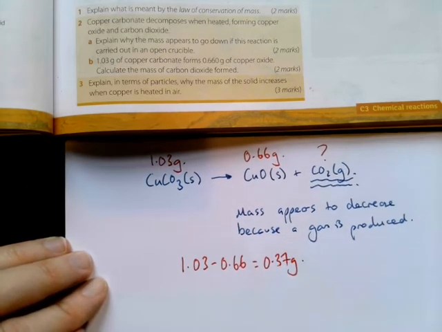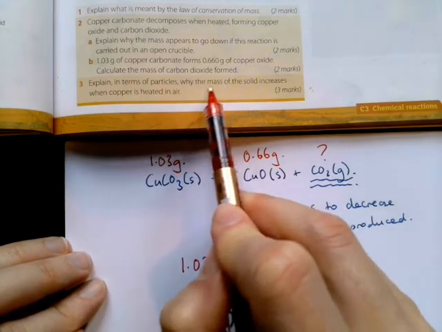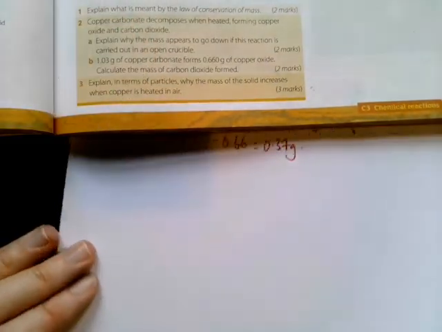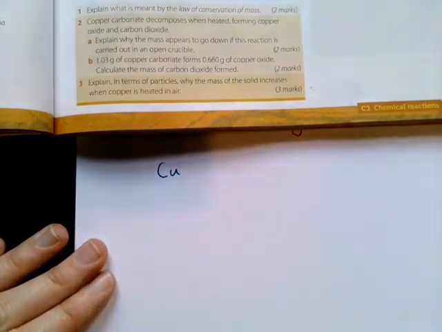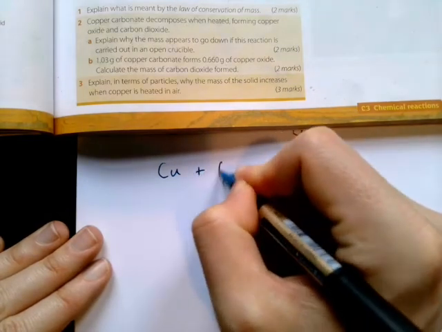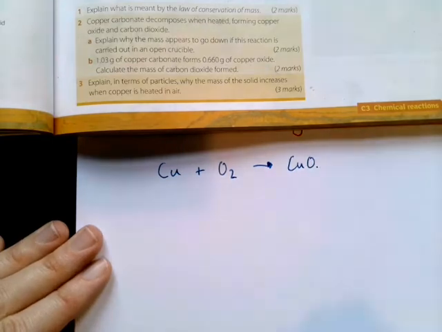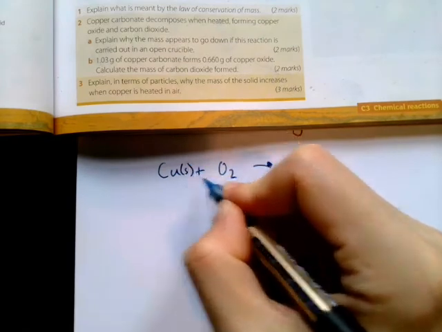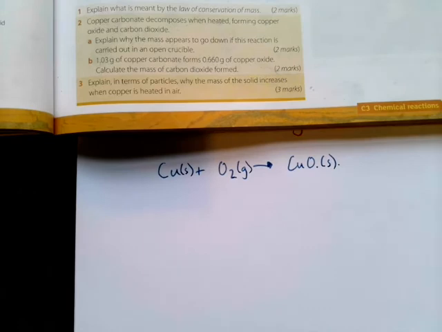And finally, explain in terms of particles why the mass of the solid increases when copper is heated in air. So in this one, I'm going to heat some copper up, and it's going to react with oxygen in the air to make copper oxide. Now, that equation is not balanced. So what I'd like you to do now is to quickly pause the video and have a go at balancing that equation.